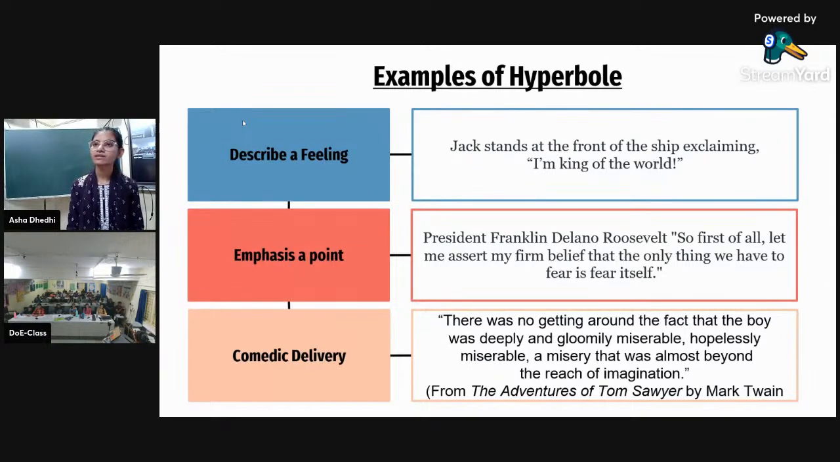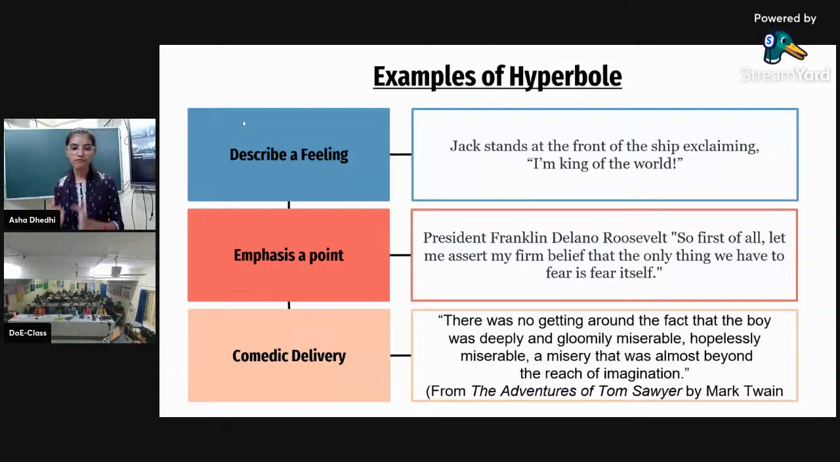Here are some examples. If you want to describe a feeling, there is the example from the Titanic film. Jack stands at the front of the ship, experiencing a very good time of his life on the ship Titanic. At that time he says, "I'm the king of the world," but actually he is not the king. He is coming from the lower strata of society. Still he is saying that I am the king of the world. That kind of feeling he is experiencing.